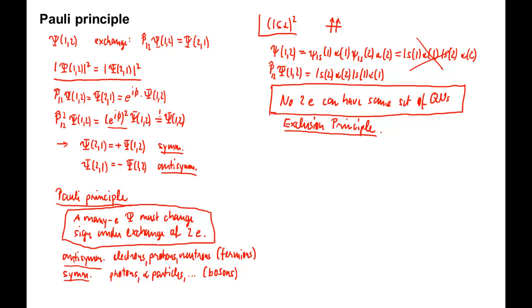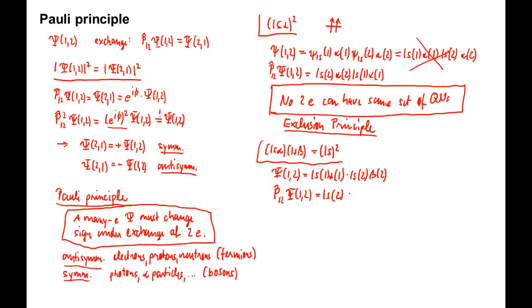Next, let's look at the wave function for a 1s alpha, 1s beta configuration, which is written as just 1s squared. A first attempt at this wave function would be psi 1, 2 equals 1s1 alpha 1 times 1s2 beta 2. Let's exchange the two coordinates. P12 operating on this psi 1, 2 is equal to 1s2 alpha 2 times 1s1 beta 1. This wave function is different from the starting one, and it is neither symmetric nor antisymmetric. Again, this is not a physical wave function for an electron.